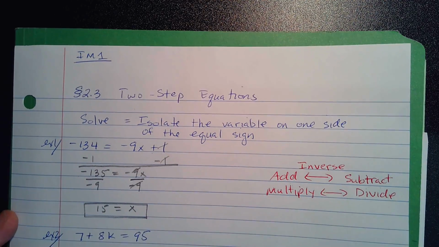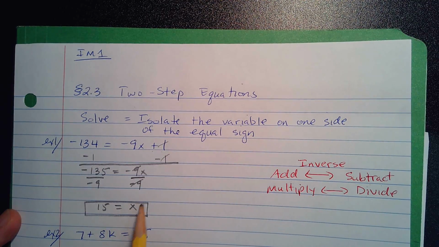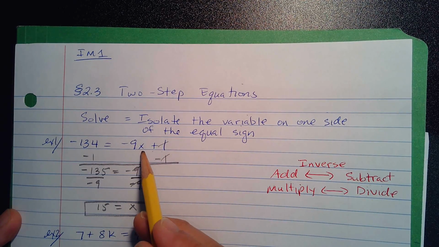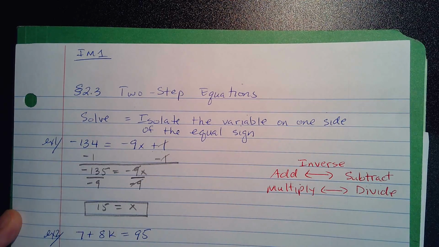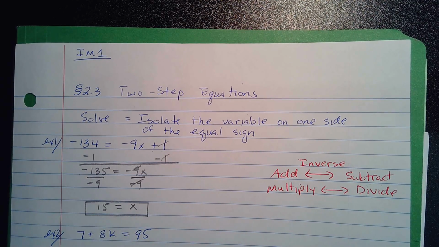We are now finished. Please leave the variable on the right side because that's where we started the variable. The variable was on the right, so please keep it on the right. Okay, so again, we're finished because x is isolated.